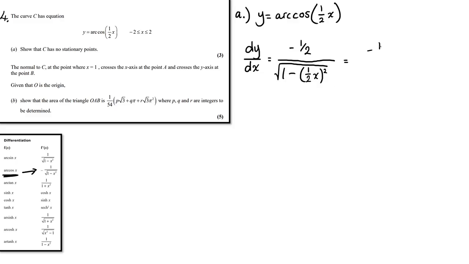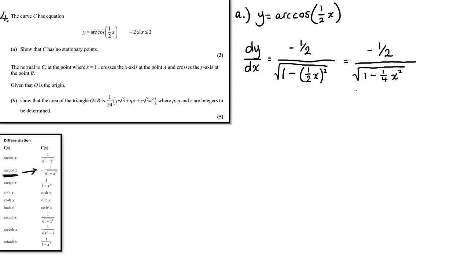We just need to simplify this here. Again, we get minus a half in the numerator. This is all over the square root of 1 minus a half x all squared. I'm going to get 1 over 4 x squared. So 1 over 4 x squared.